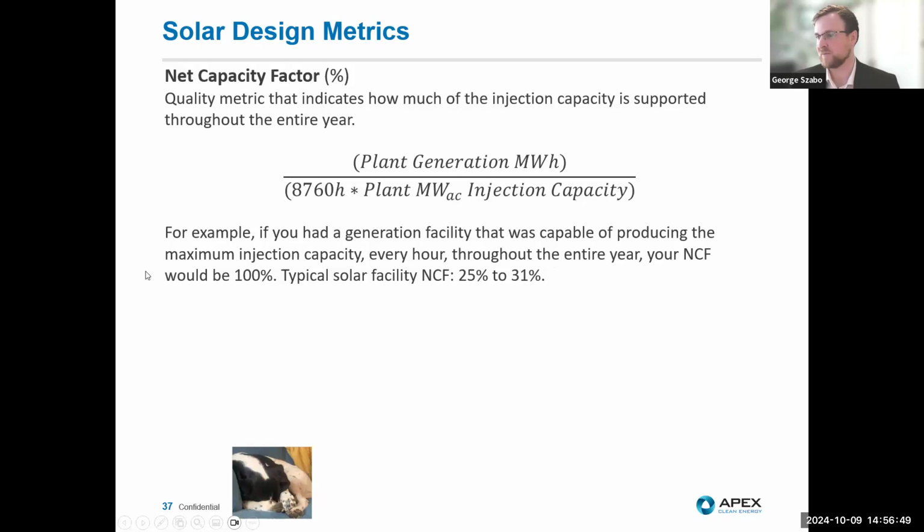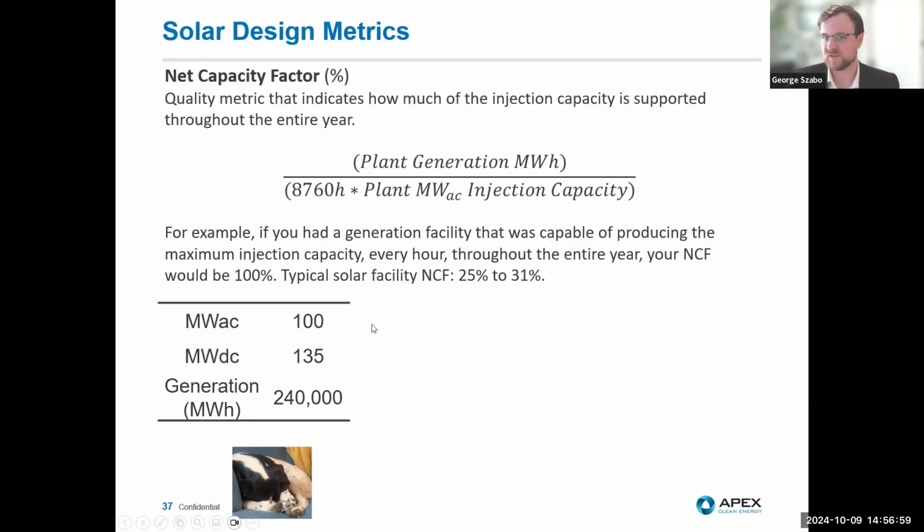Here's that example from earlier. If you had a generation facility producing all the injection capacity throughout the entire year, NCF would be 100%. And then, yeah, a typical solar facility NCF is 25 to 31%. So here's some examples with some numbers. If you have a 100 megawatt AC facility, you're typically going to have a DC to AC ratio of 1.35. So that would yield you a megawatts DC of 135.